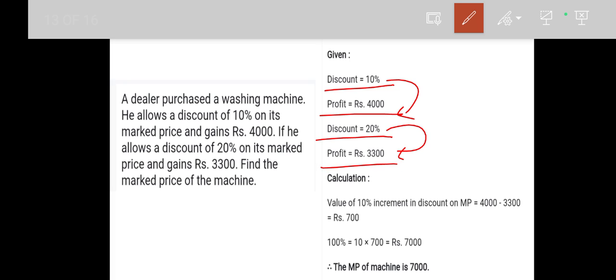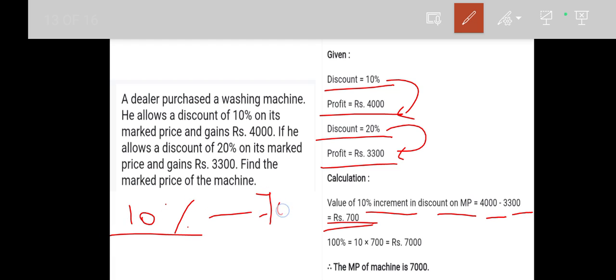So here, when there is an increment of 10% in the discount on the marked price, the profit changes from 4,000 to 3,300. So the value or the amount is rupees 700. If there is 100%, then it is 10 into 700, which is equal to 7,000. Hope you understood the concept. When there is a 10% increment, the difference is rupees 700. So if the entire 100% is considered, then how much will it be? 10 into 700, which is 7,000.